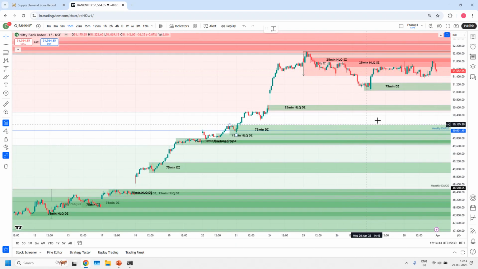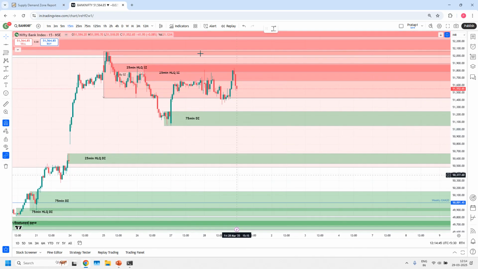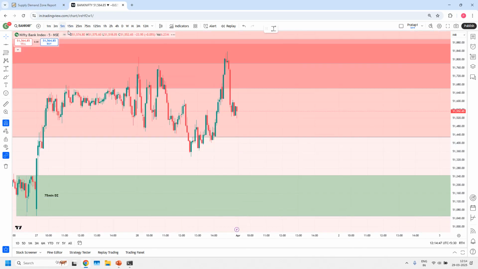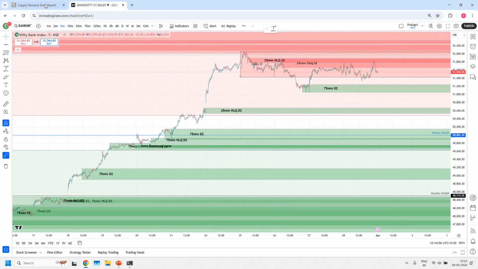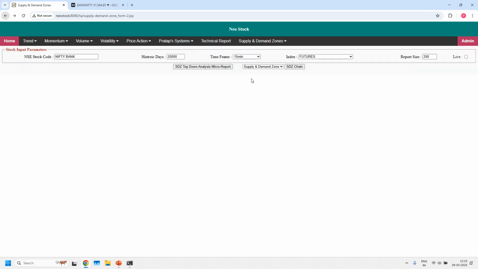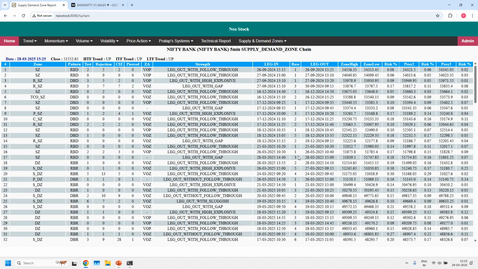So these are the 15 minutes time frame, and the last time frame is 5 minutes. I'm changing the time frame on the chart to 5 minutes. The reason, if I don't change it, I will be searching in the 15 minutes chart. Okay, now I will generate the 15 minutes, 5 minutes supply demand zone chain. Okay, this is the 5 minutes supply demand zone chain.